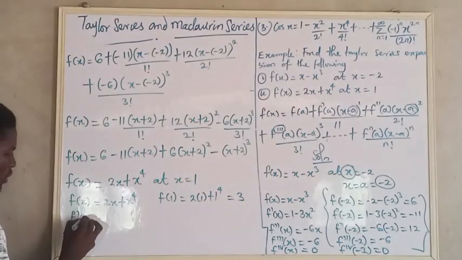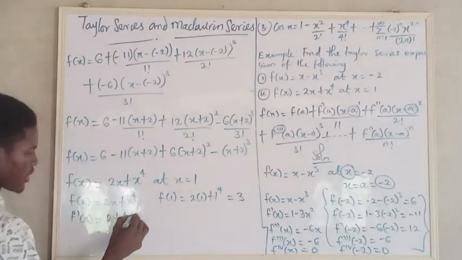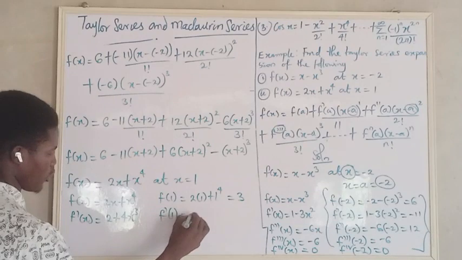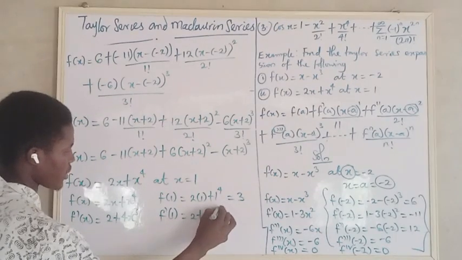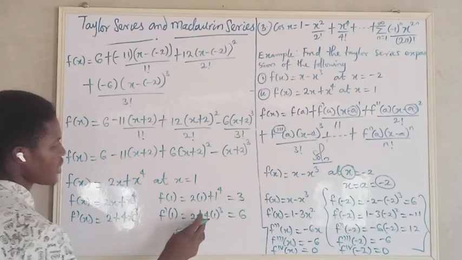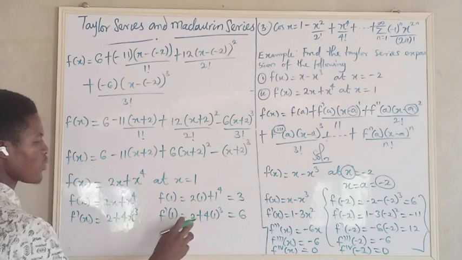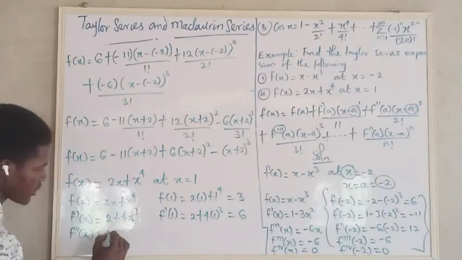Then f prime of x will give you what? 2 plus 4x raised power 3. Then f prime of 1 will give me what? 2 plus 4 into 1 raised power 3, which gives me what? 6. Because 4 times 1 raised power 3 is 4, 2 plus 4 is 6.